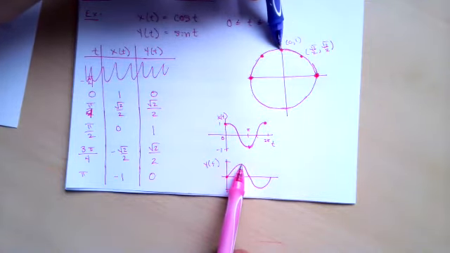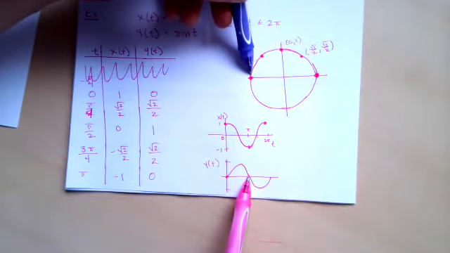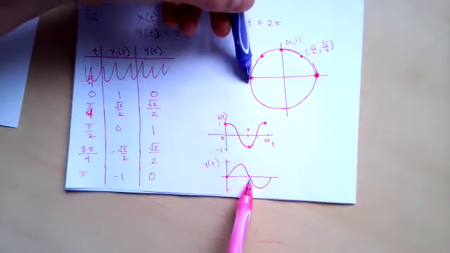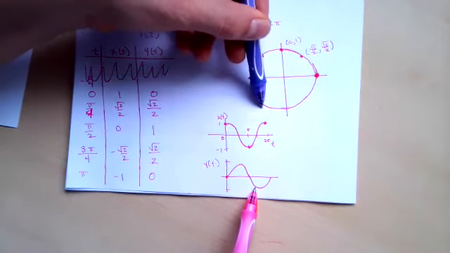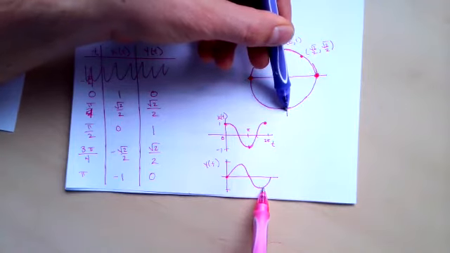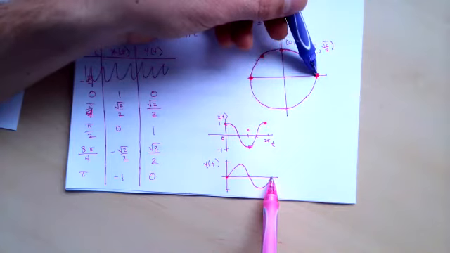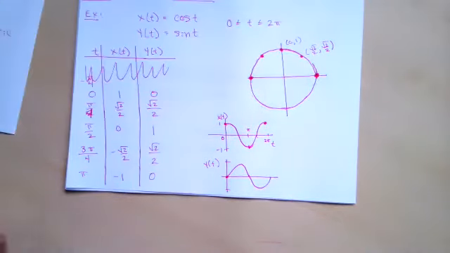Then I hit my peak. We keep going. I come back down to 0. Then we keep going. We're on the negative y-axis. Hit our peak at -1. And then we come back up to 0. Does everyone see how that works?